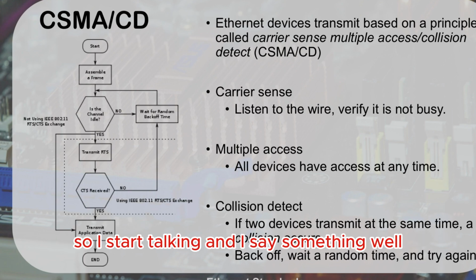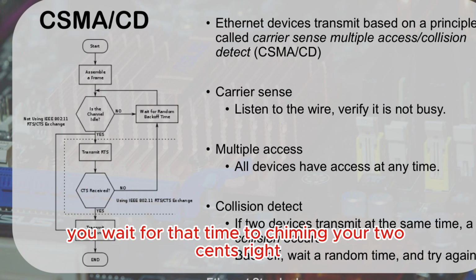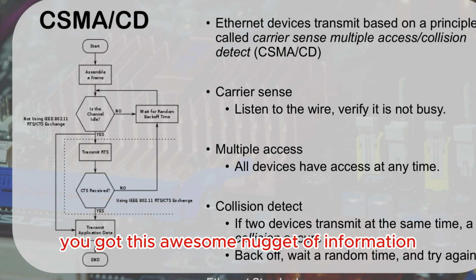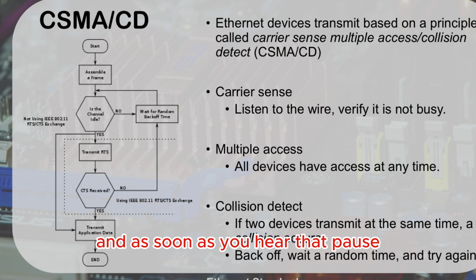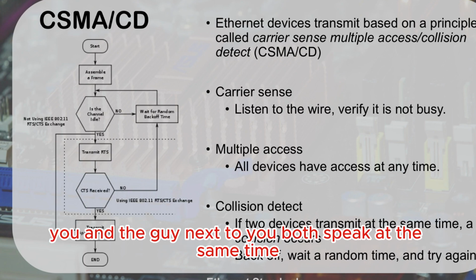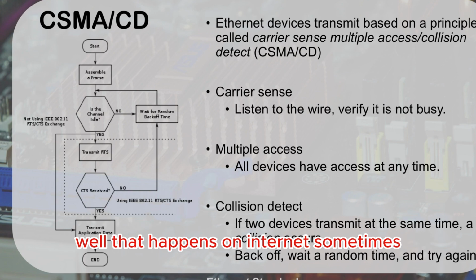So I start talking and I say something. Well, what happens if you guys have been at a party and you're talking in a group, you're all saying you wait for that time to chime in your 2 cents, right? You got this awesome nugget of information you want to say, and you wait for that pause, and as soon as you hear that pause, you and the guy next to you both speak at the same time, right? And you have that collision of information. Well, that happens on Ethernet sometimes.